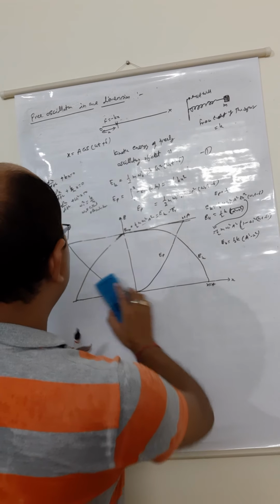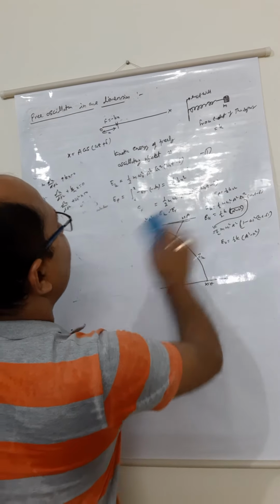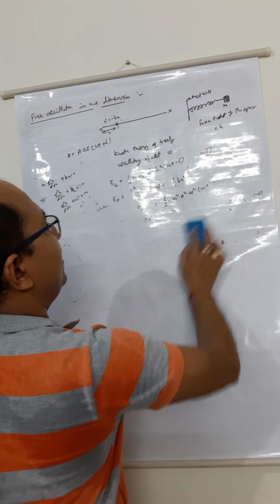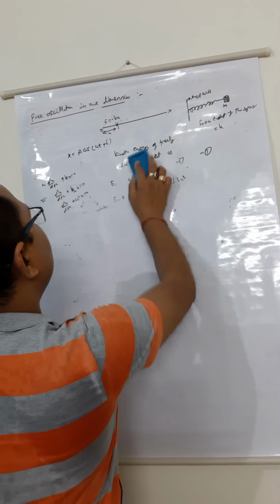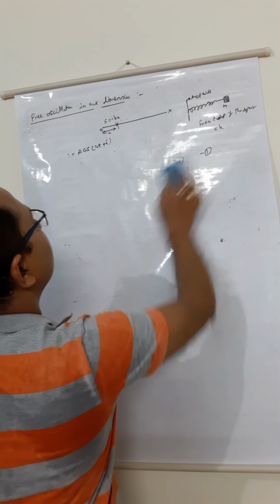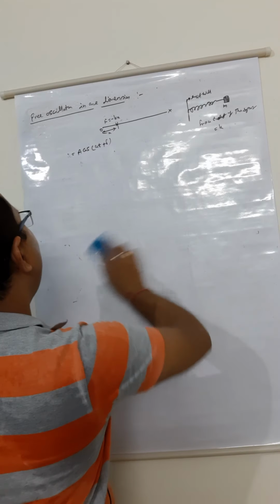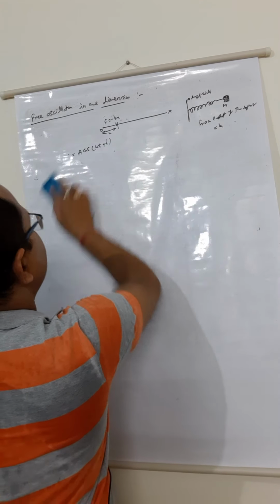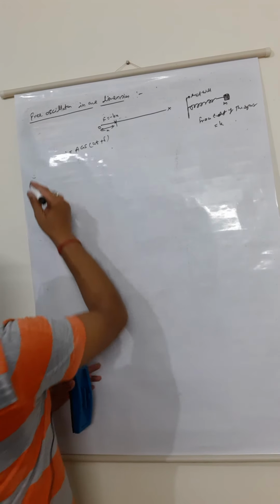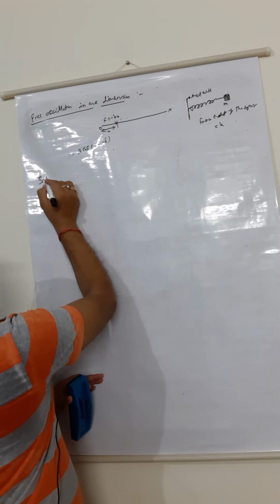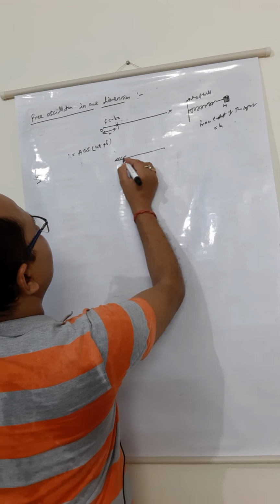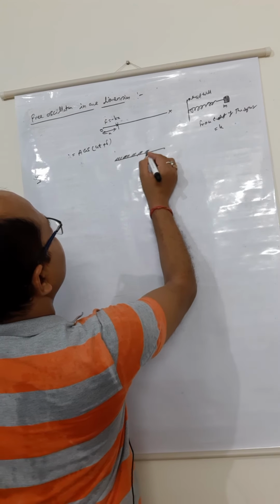Now we take some example of this from daily life, how it works. For example, I take a simple pendulum oscillation.